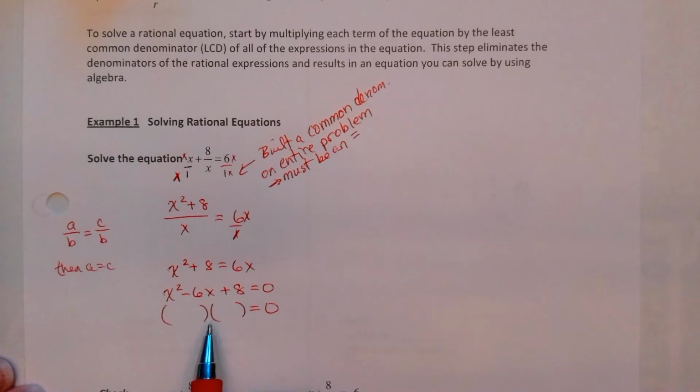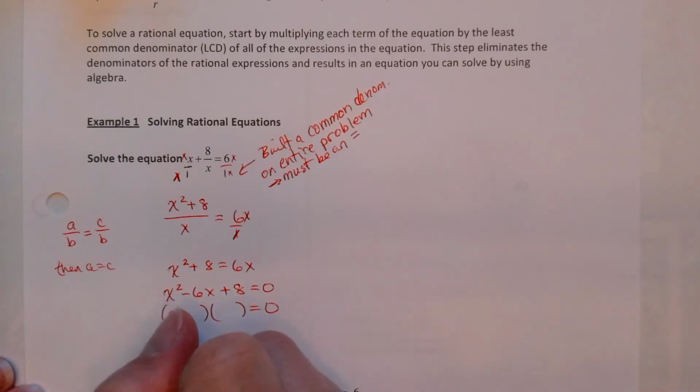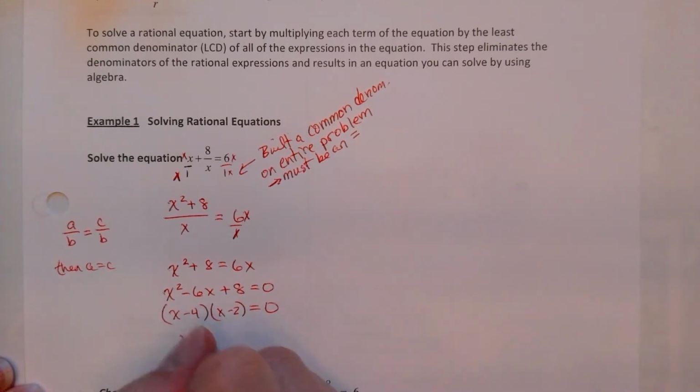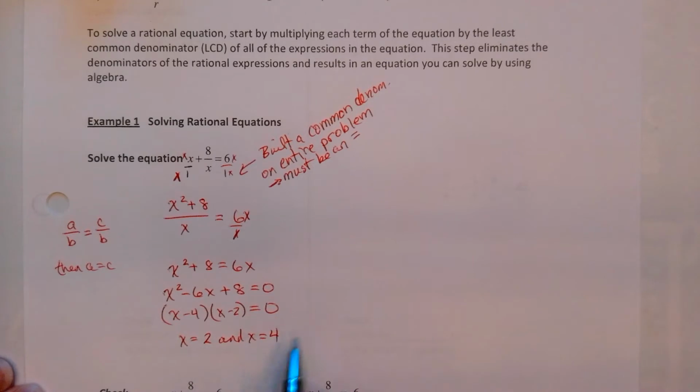We've been using zero product property to help us with domain restrictions. So when I go to factor, I'm going to go with x minus 4 and x minus 2, and then my final answers are x equals 2 and x equals 4. I get my 4 from there and my 2 from there.